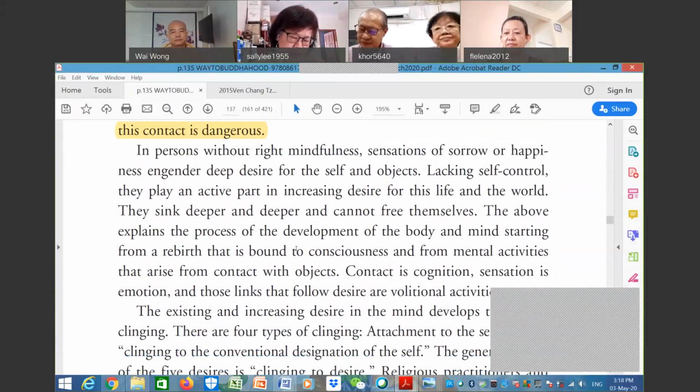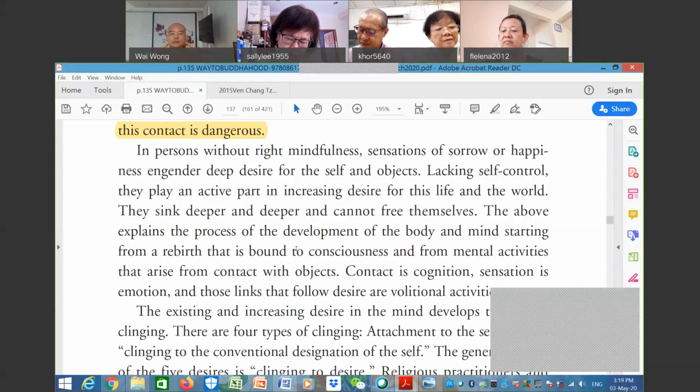In persons without right mindfulness, sensations of sorrow or happiness engender deep desire for the self and objects. Lacking self-control, they can play an active part in increasing desire for this life and the world. They sink deeper and deeper and cannot free themselves. The above explains the process of development of body and mind, starting from a rebirth that is bound to consciousness and from mental activities that arise from the contact with objects.